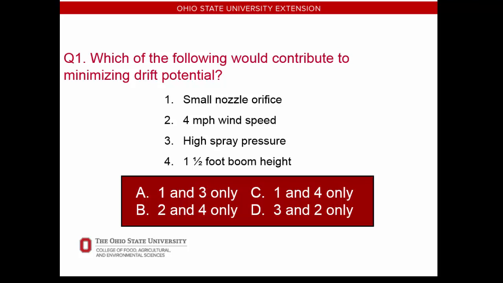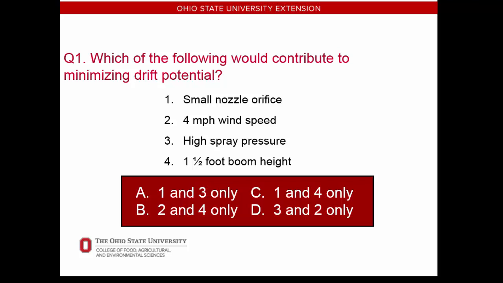Question 1. Which of the following would contribute to minimizing drift potential? 1. Small nozzle orifice. 2. 4 mile per hour wind speed. 3. High spray pressure. 4. 1.5 foot boom height. Select the correct answer. A. 1 and 3 only. B. 2 and 4 only. C. 1 and 4 only. D. 3 and 2 only.